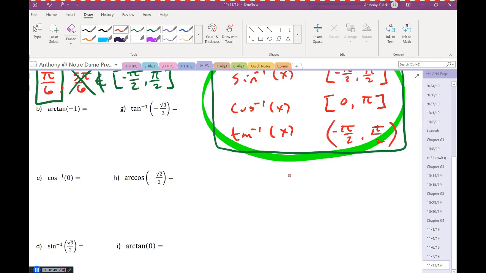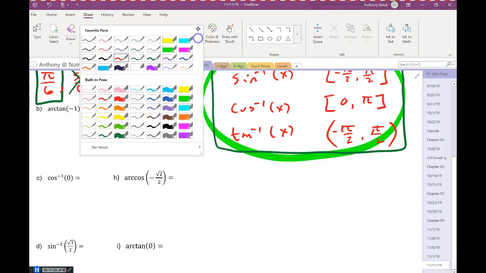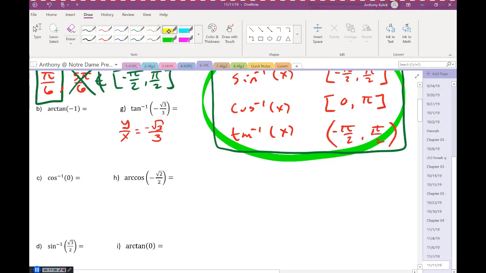So, what I'm looking for on G, again, because it's tangent, I'm looking for a place where y over x gives me negative square root 3 over 3. Right? So I'm going to go to my unit circle and look for a place where that happens. Now, at first glance, we don't see anything, right? What part of the negative square root 3 over 3 part do you think is the most interesting to me? Or the most helpful in figuring out where I want to be at? Yeah, the square root of 3 part.